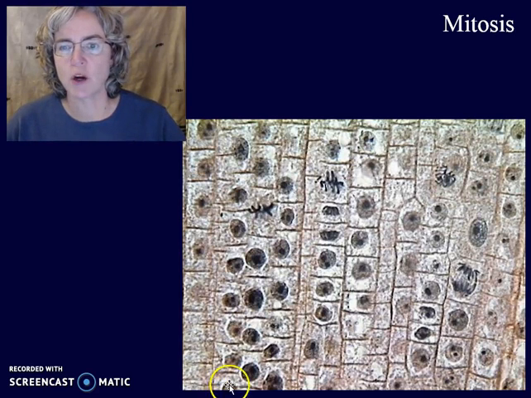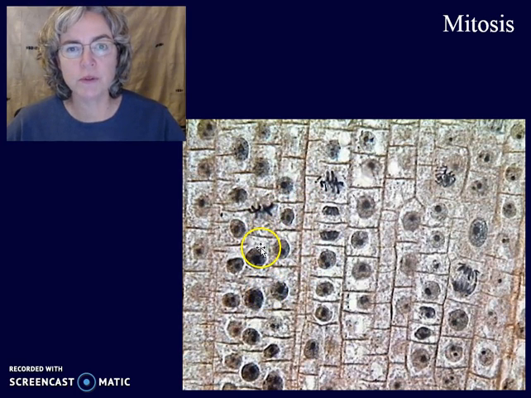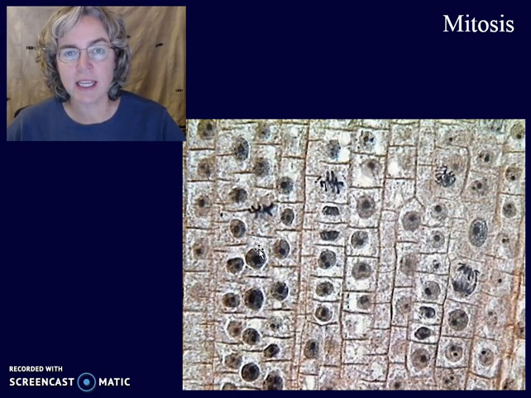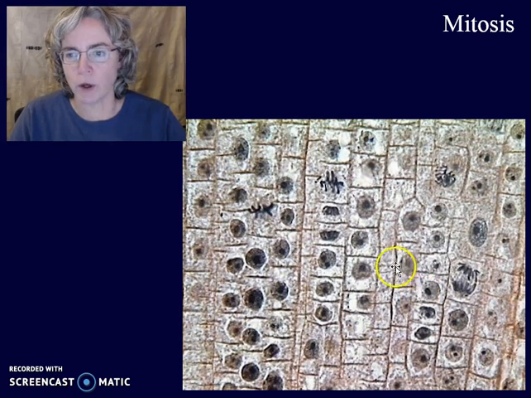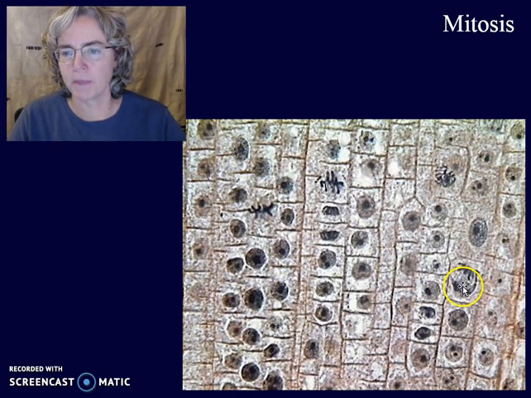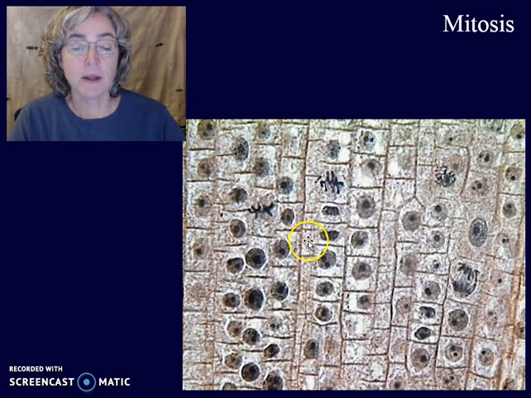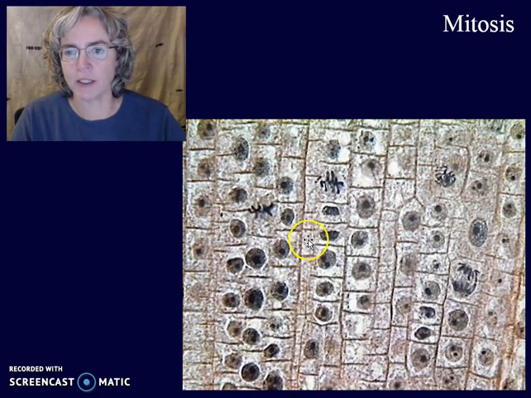This is a cross-section of an onion root. So these are onion root tip cells, and you can see that many of them are going through mitosis. You can see the chromosomes in some of them. So why all this mitosis going on in onion root tips? Well, that's where the root is growing down into the soil.